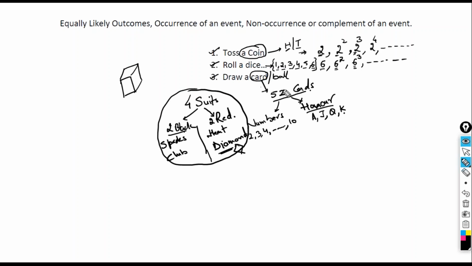Likewise, when you draw a card, there are a total of 52 cards, which are divided into two categories. One would be the cards which are numbered, the other would be the honor cards. The numbers on the pack of cards are 2 to 10. Honor cards are A, J, Q, K, and there are a total of four suits: two black, spades and club, two red, heart and diamond.